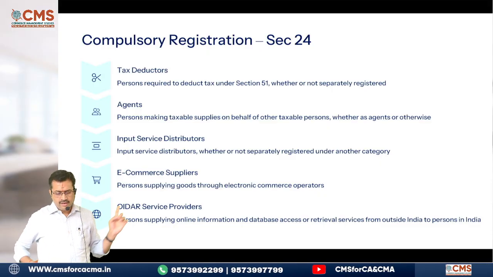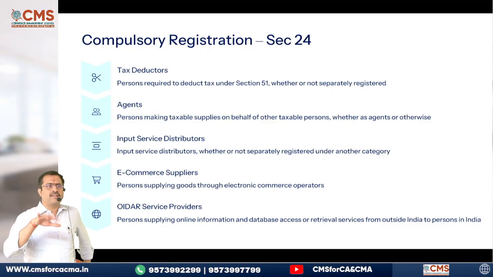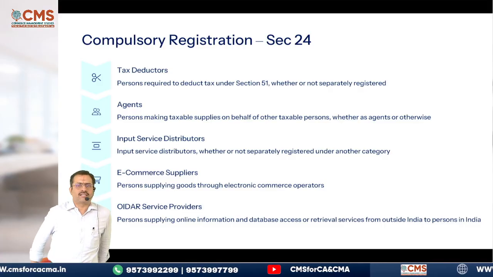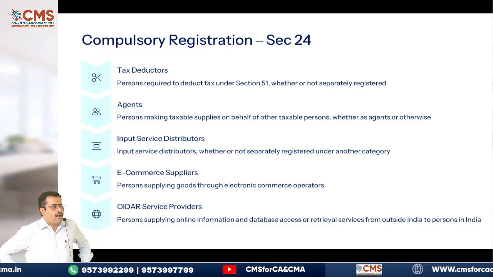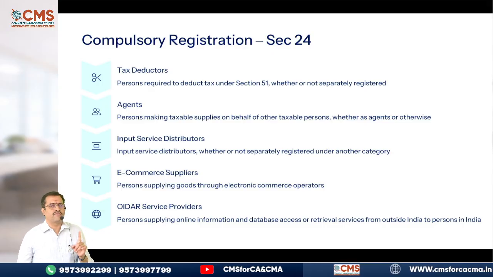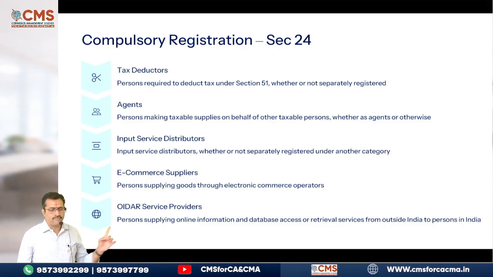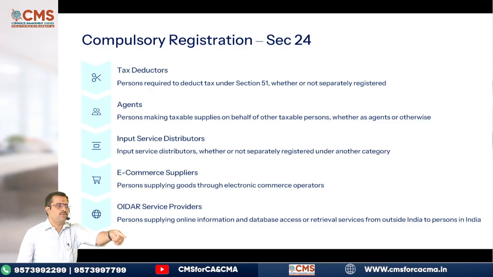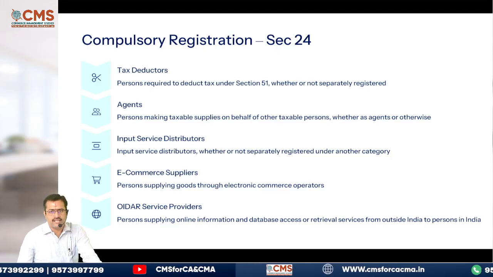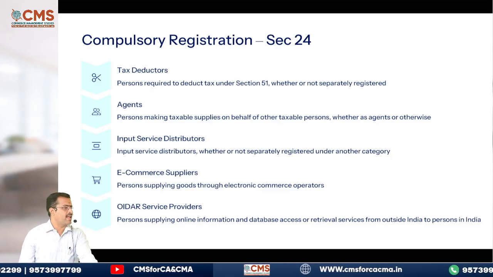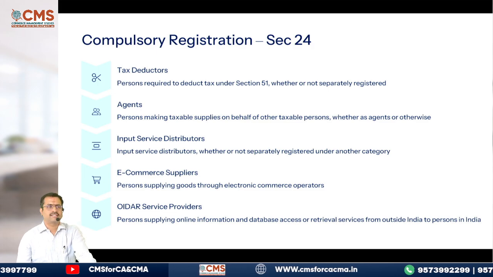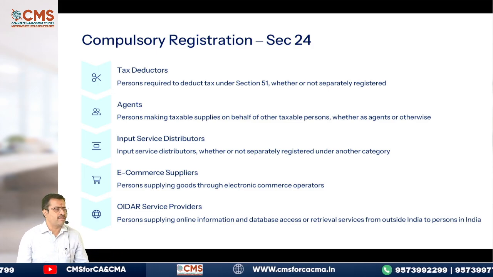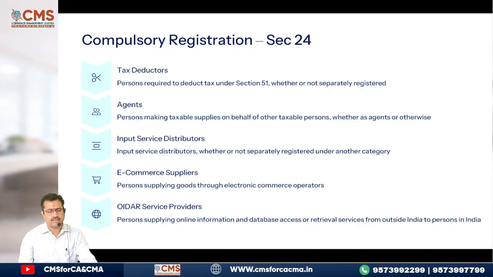Okay. Then agents. Who are the agents? Nothing but a person who is making the taxable supply on behalf of their principals is called an agent. They also have to get themselves registered. It is not sufficient if the principal alone is registered. Then third, input service distributor. Just now before the break, I explained who is an input service distributor by taking the example of Hindustan Unilever Limited. Correct? Then next, e-commerce suppliers. Number of times we have discussed the same. I don't want to discuss the same point.